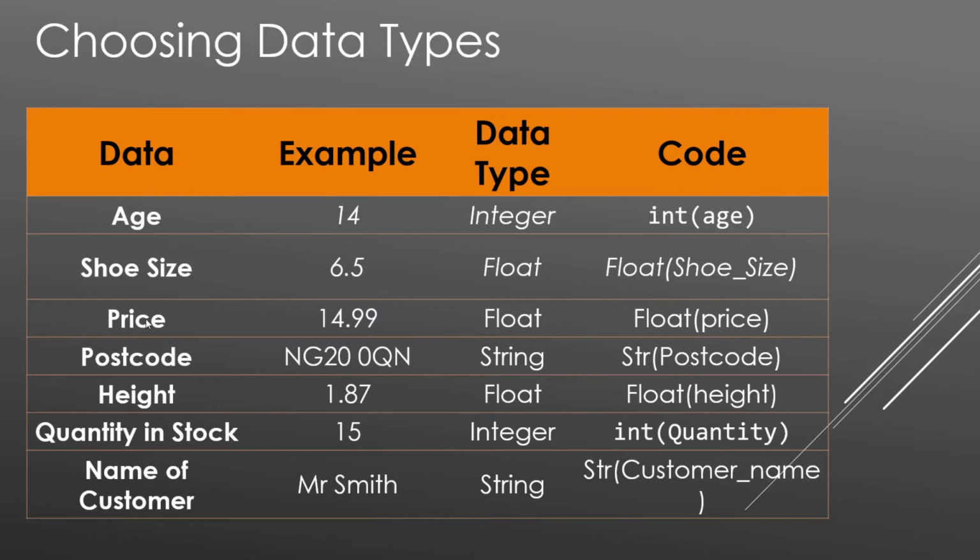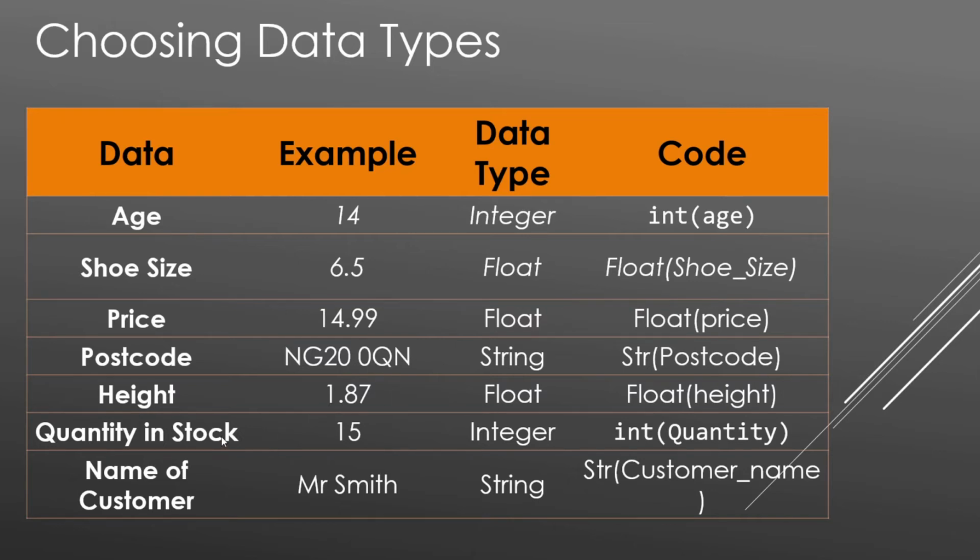Now a postcode is where it gets a little bit more complicated. We have a mixture of numbers and text. So we know that needs to be a string, because a string is a mixture of numbers and text. So if we tried to add postcode onto postcode, we would get that twice. And again, with height, we would need a float.